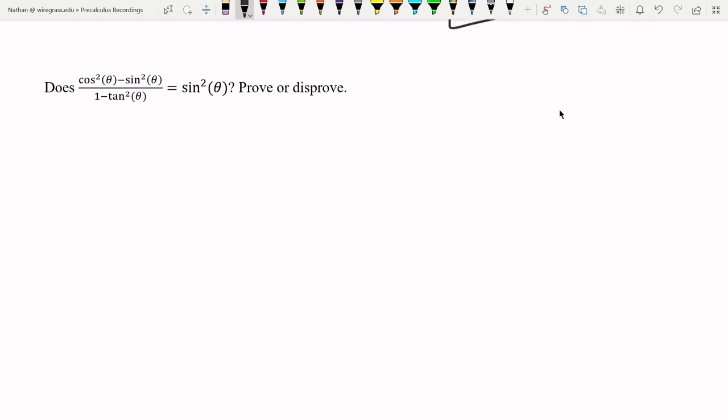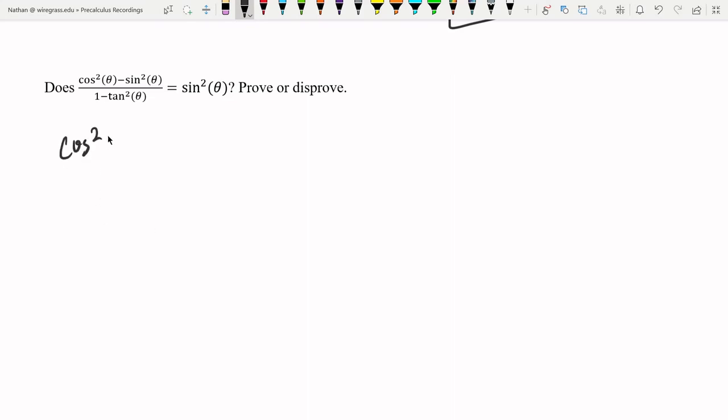What I want to see is this side become sine squared theta, or this side become this whole fraction here. And I think it's easier to work with the larger side and break it down. It really depends on the situation though. If you're getting stuck on something, try working with the other side. Try doing different things. I'm going to work with the left-hand side and see what I get.